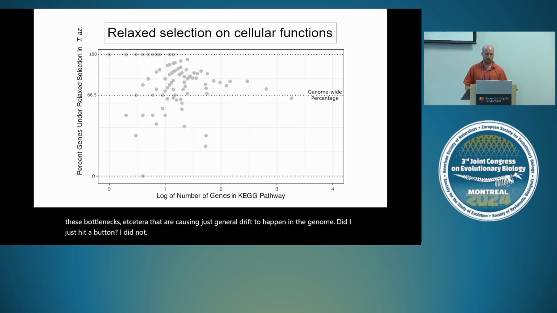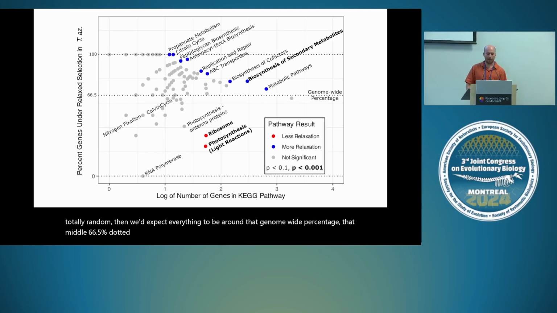Okay, last figure I'm going to show. We're curious, is relaxed selection biased towards certain cellular functions? So here, each point in this figure is a cellular function as defined by the KEGG database. The horizontal is how many genes we analyzed in that function. The vertical is how many of those were under relaxed selection. So more relaxed selection, higher up. And if relaxed selection were totally random, then we'd expect everything to be around that genome-wide percentage, that middle 66.5% dotted line. But in fact, it's not random.